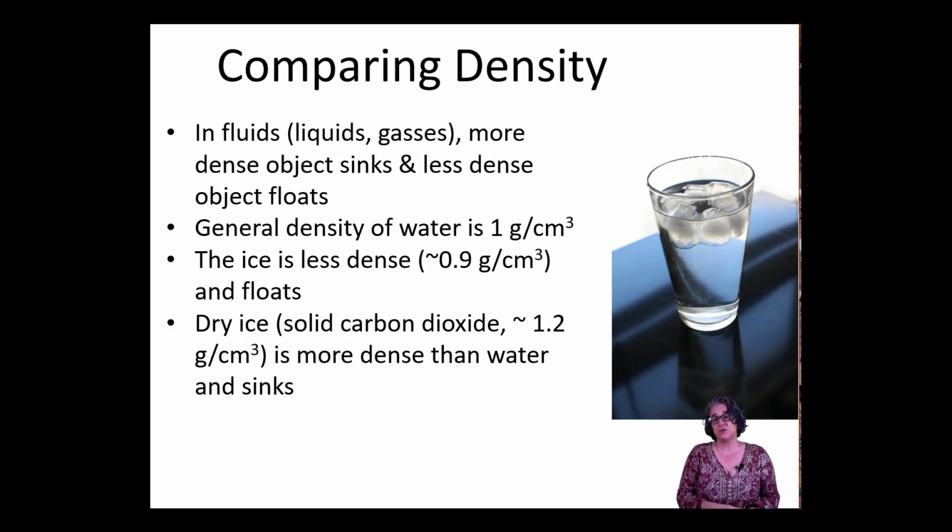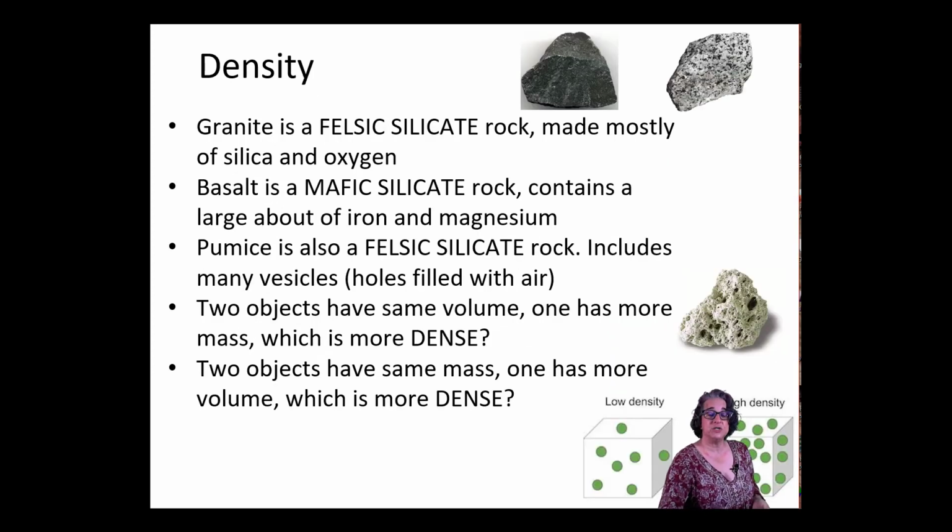In general, the density of water is about 1 gram per cubic centimeter at ambient temperatures, although it does change as the water gets hotter or colder. Ice is much less dense, about 0.9 grams per cubic centimeter. It's not a big difference, but this is enough to cause the ice to float to the top. If we were to put something like dry ice, which is solid carbon dioxide, into the water, it will sink to the bottom of the glass because it has a density of 1.2 grams per cubic centimeter, which is much more dense than water. So one of the ways you can compare densities is to actually calculate it.